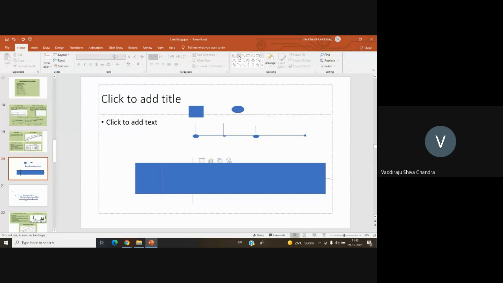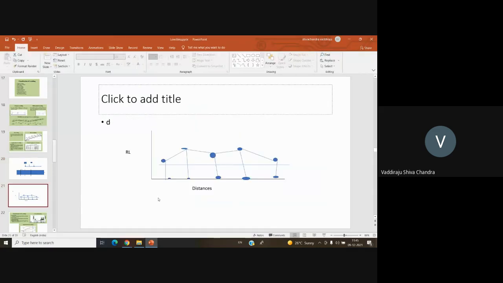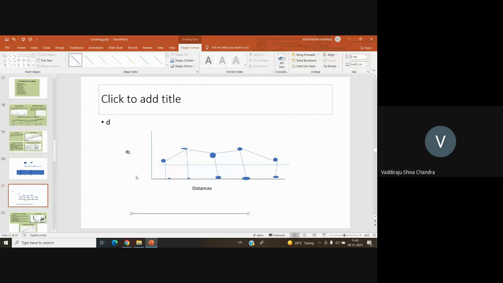So at cross sections, like this, at every 5 meter or 10 meter, 50 meter, whatever you want, we'll be taking 6 readings. Okay. We'll be taking 6 readings. I'll show here only. So this is my center line. Okay. So at 90 degrees to the center line.